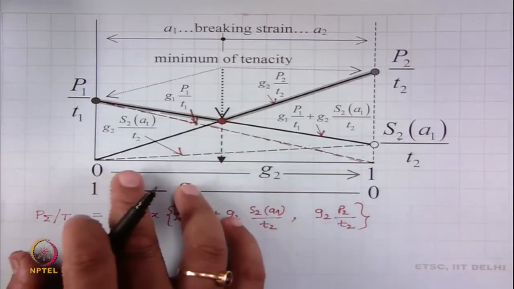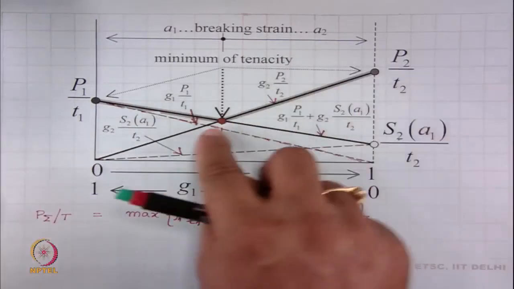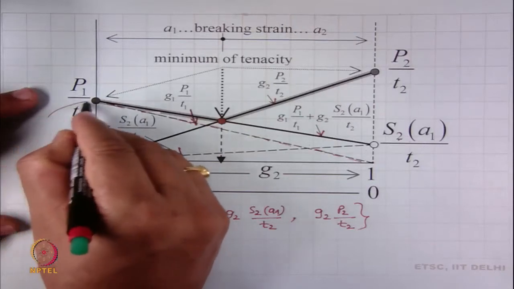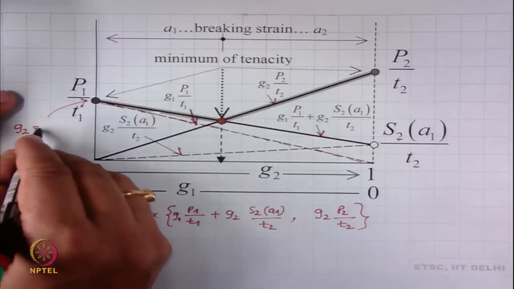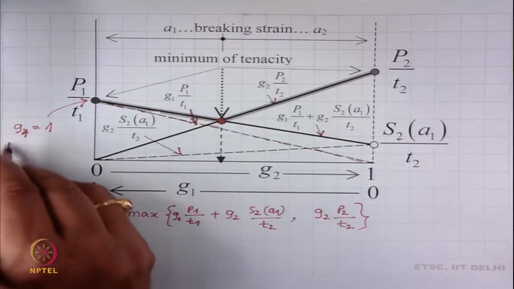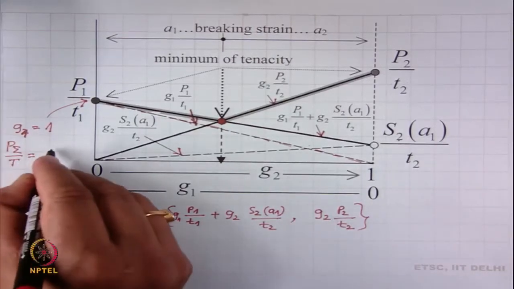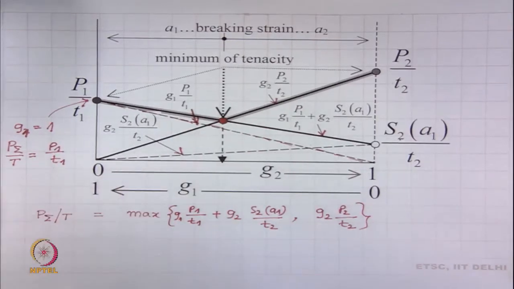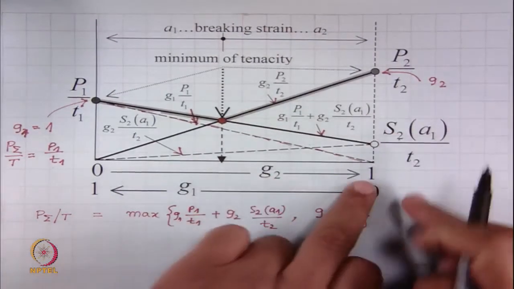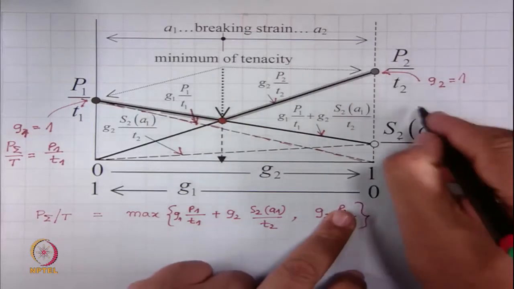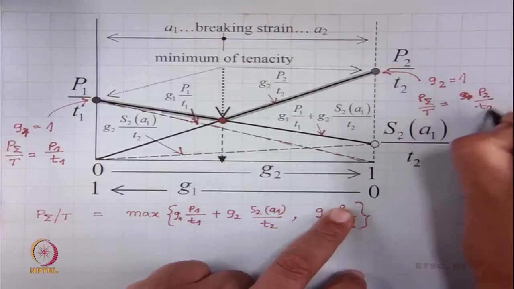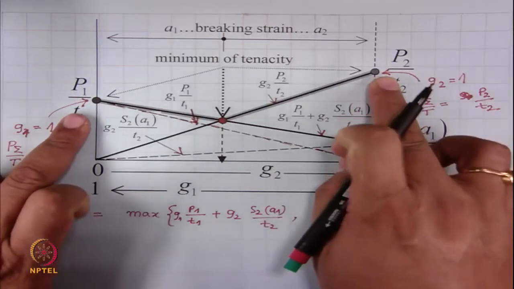Right. So, what do we see? We see three important points. First is this point, second is this point, third is this point. This point is very crucial. The first point can be obtained when G1 is equal to 1. In that case, the bundle tenacity will be P1 by T1. At this point, G2 is equal to 1. So, what will be the bundle tenacity at this point? P2 by T2. These two points are easy, but the worst point is this.